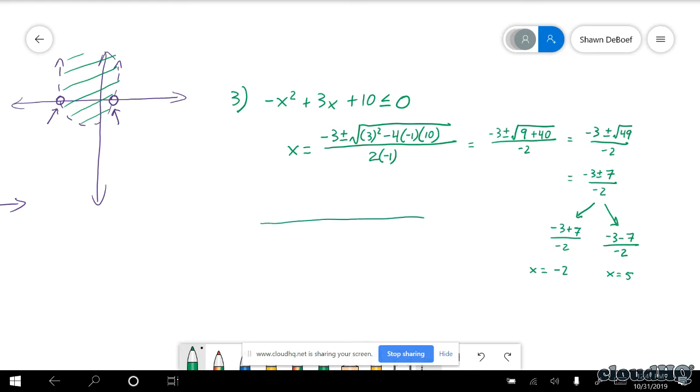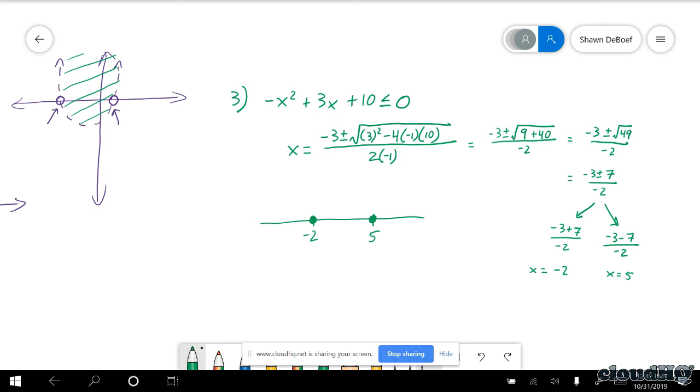Think about the number line. Negative 2 is the smaller one. It's further to the left. 5 is the larger one. It's further to the right. Are those numbers actually solutions? Yes, it should be closed circles because it was less than or equal to. That's where it was equal to. I need to identify, should I be graphing the numbers in between those or outside of those?